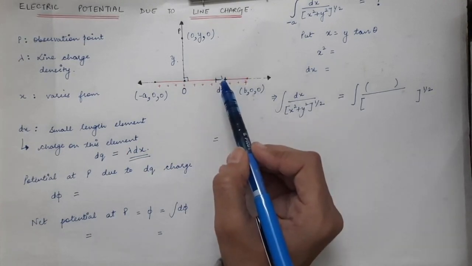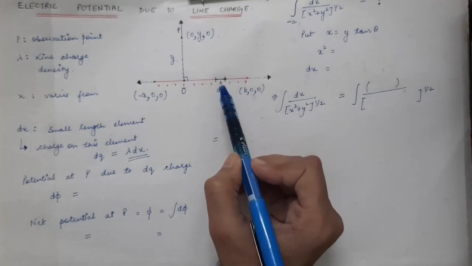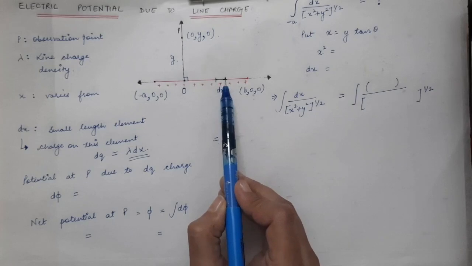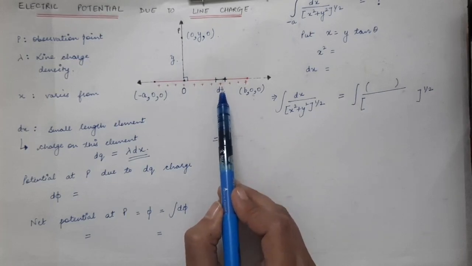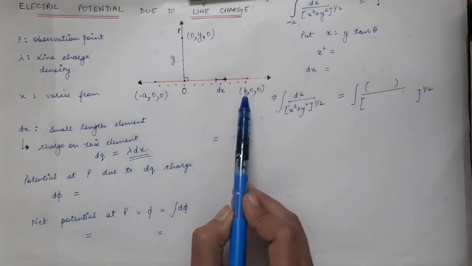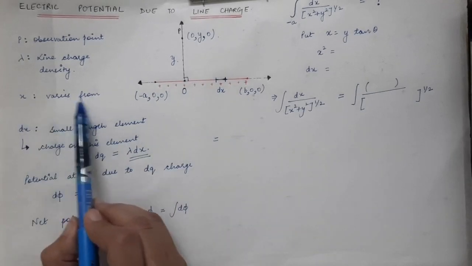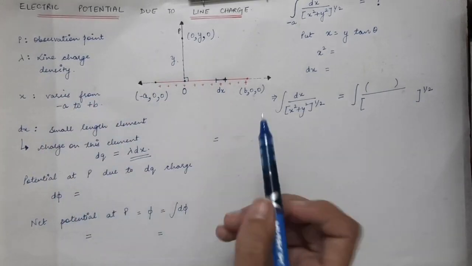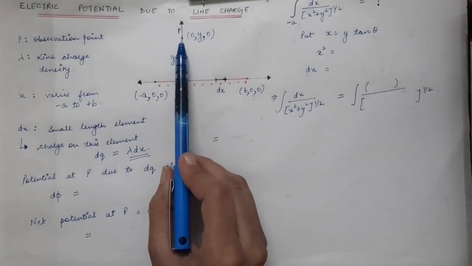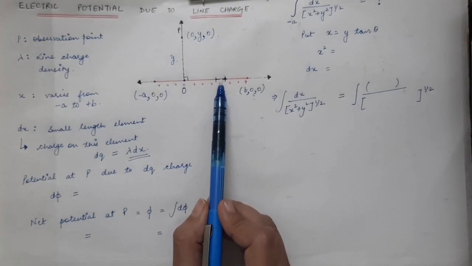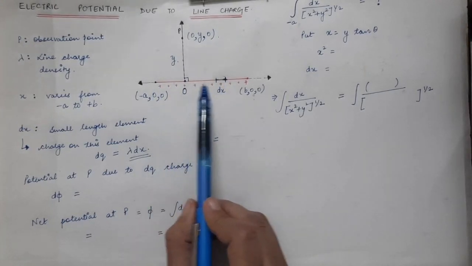So what we will do in this derivation? First of all, we will find the electric potential at P due to this dq amount of charge, and then we will do the integration over x. We will do the integration of x from minus a to plus b, so x will vary from minus a to plus b. First of all, we are going to find the potential at P due to this particular dq amount of charge, and then we will do the integration over the whole line charge.